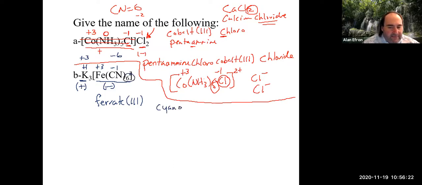And there are 6 of them, which is hexa. And kind of putting all this together, starting with our counter ion, again, even though there's 3 of them, it's just going to be potassium. We will then go with our ligand, so hexacyano, and then our metal at the end, ferrate 3 in this particular case.